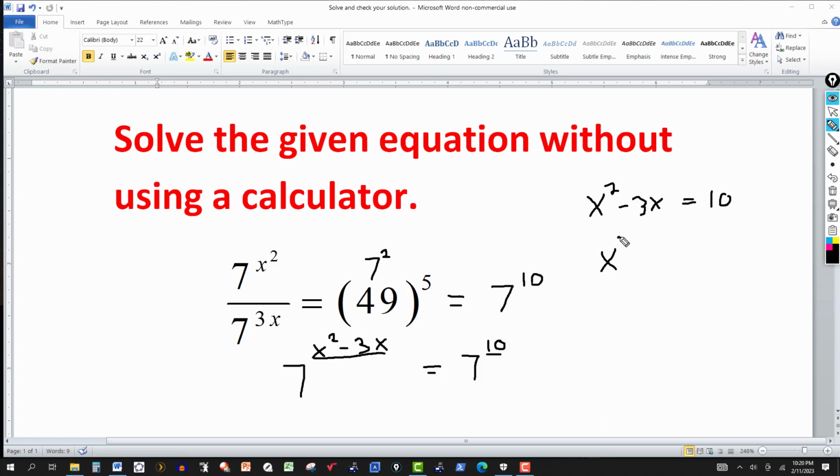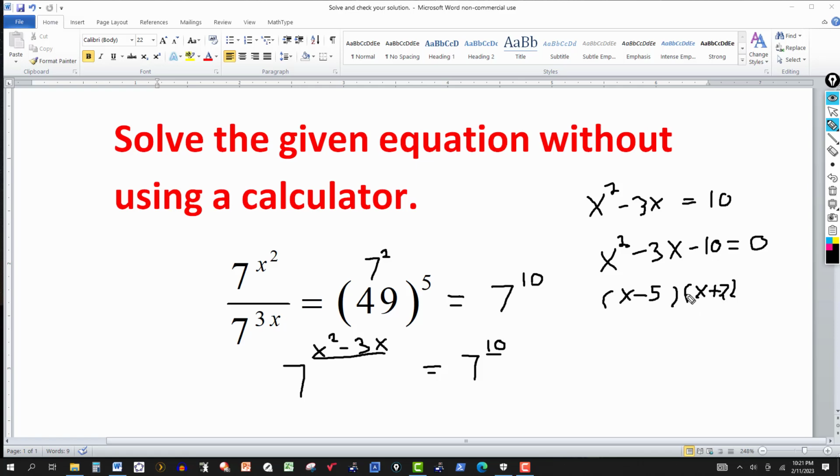We will rewrite it so that one side is 0. So I'm going to bring the 10 over to the left. That's the same thing as adding negative 10 to both sides. So 10 minus 10 cancels, and then add the negative 10 on the left. The right side is now 0. Now I can see if this factors. X squared minus 3x minus 10 equals 0. It's a trinomial. So this should factor then into x minus 5 and x plus 2.